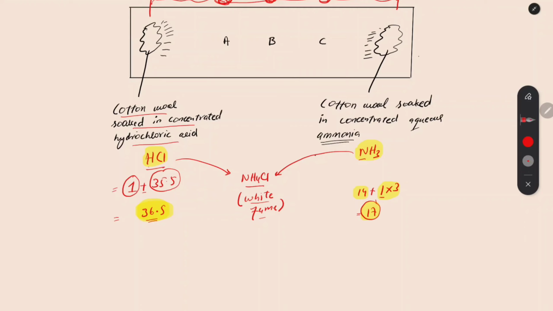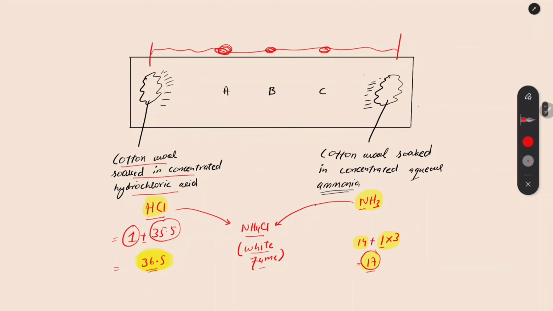So which one is lighter, and which one will diffuse faster? Definitely ammonia. It has 17 atomic mass, so it will diffuse faster. Ammonia will reach this point in no time, and HCl will just reach this point because it is heavier. So we just write the point where these two will join. Ammonia will move faster and HCl will move slower, and at point A these will join and you will get a white fume. This is how they can ask you questions related to diffusion.